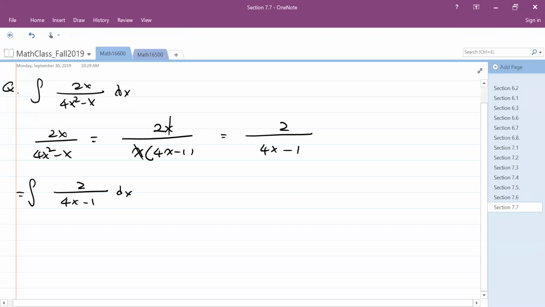If you can write down the answer directly, but make sure you put the correct constant. When you differentiate this, you get 4x minus 1 in the denominator, and in the numerator you get 4. But there's only 2 there, so you have to divide by 2. That's it. You can do it quickly.